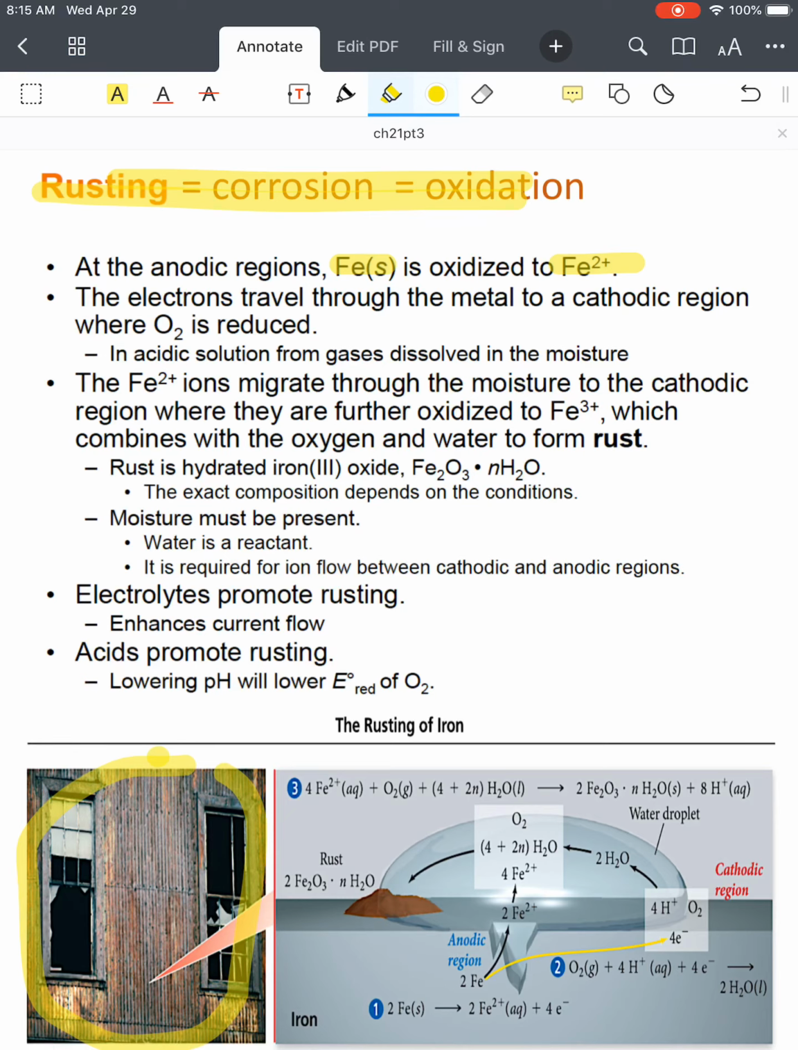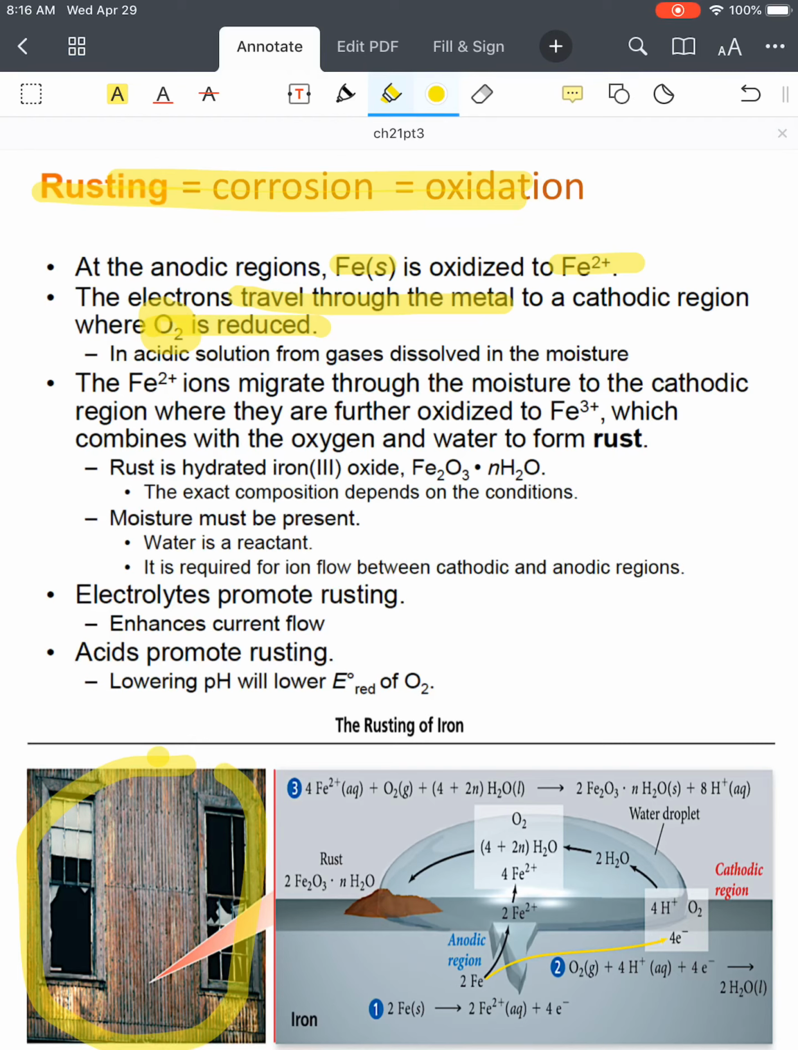So when the electrons are produced by the oxidation, those electrons can easily travel through the metal to a cathodic region. And generally speaking, the cathodic reaction, or the reduction, involves oxygen. Oxygen is very prevalent in our environment from the air, of course. And oxygen can be reduced into oxide, which is the O2 minus. So in O2, the oxidation state is 0. It's the elemental form. But when we reduce it to oxide, it's O2 minus, okay? So that's the cathodic reaction, or the reduction that can take place.